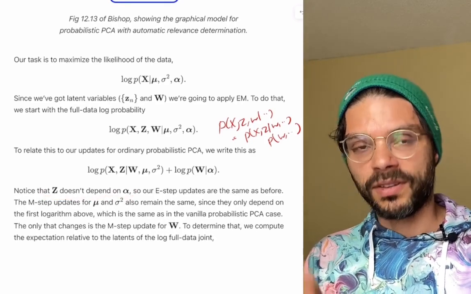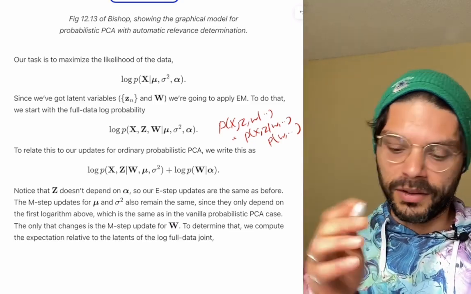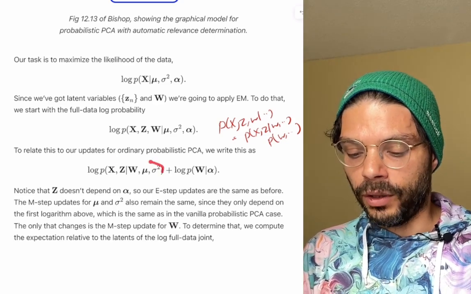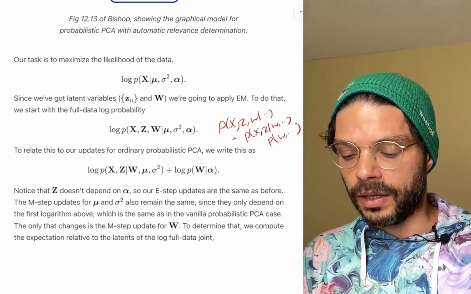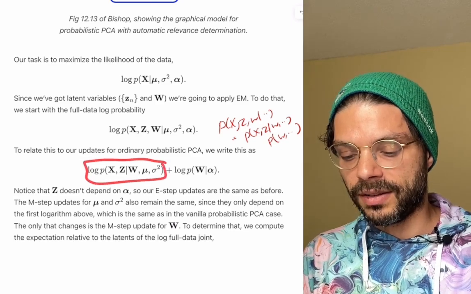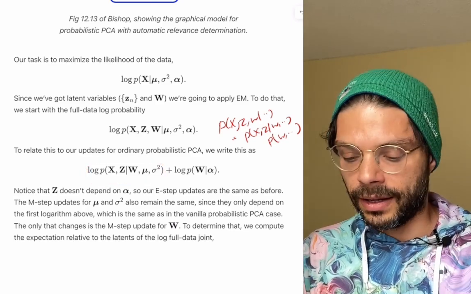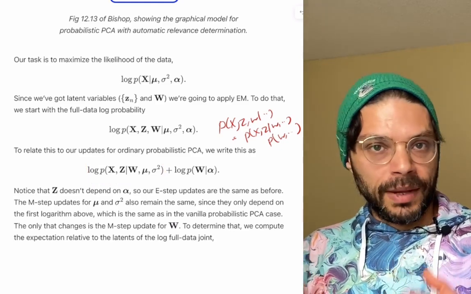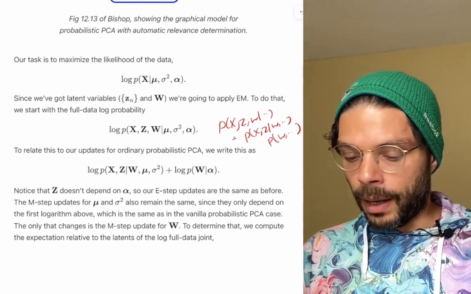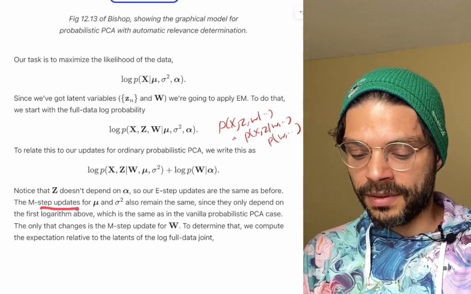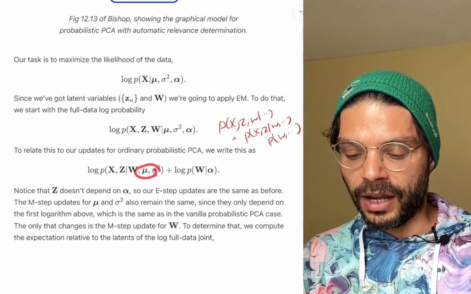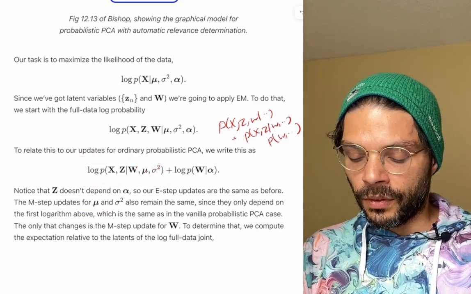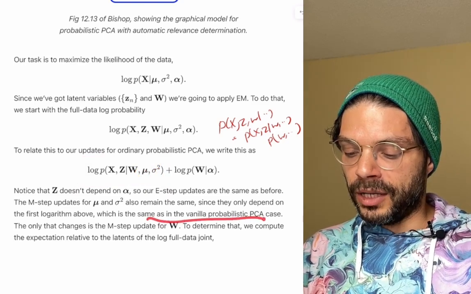So in the E step we set z to be its true posterior distribution given everything else. But z doesn't depend on alpha, right? So all the dependence that z has is exactly the same as before, the same as what we had in probabilistic PCA. So our E step updates are the same. Now the M step updates are also the same because again they only depend on this part and it hasn't changed. So this is the same as in the vanilla probabilistic PCA case.